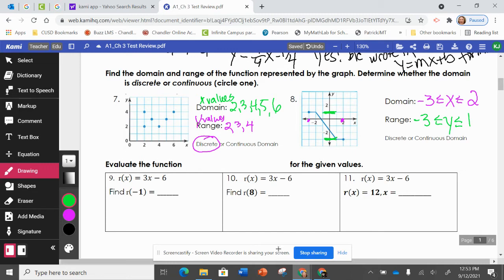Because we've connected these dots with a line, and we can have bits and pieces of x, 1.42, -0.5, things like that, that makes this a continuous domain.